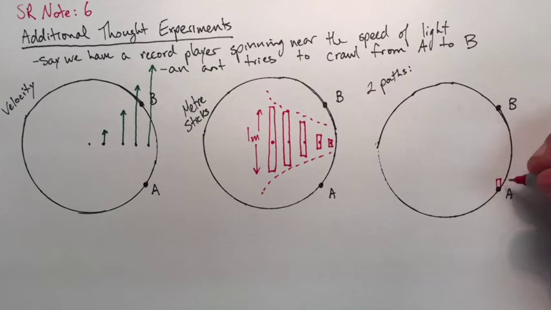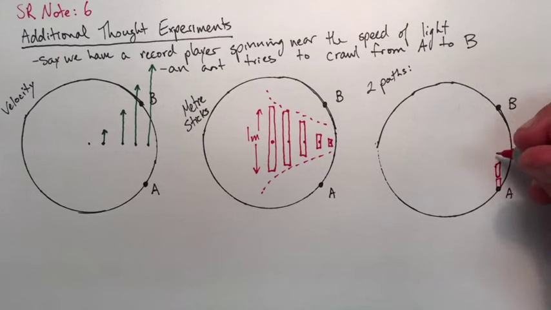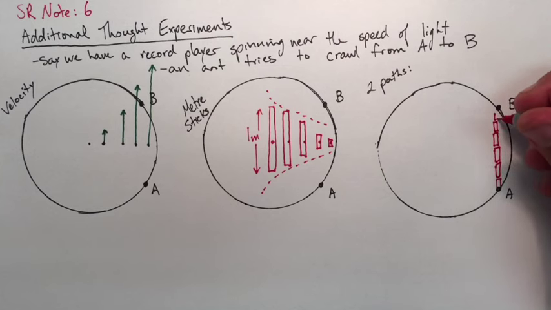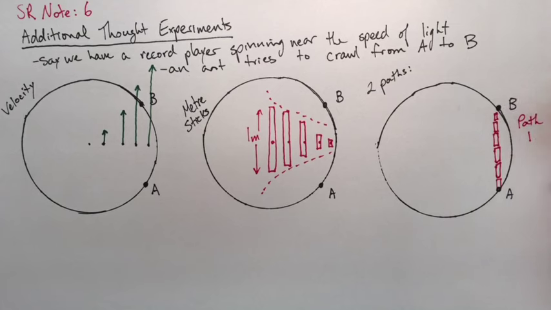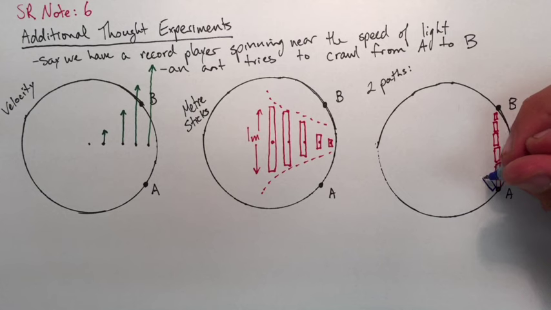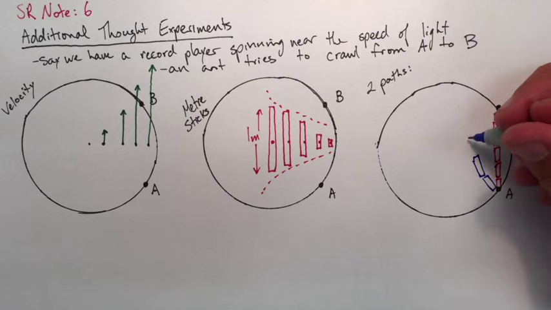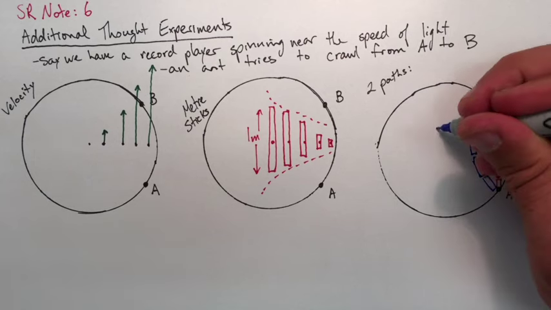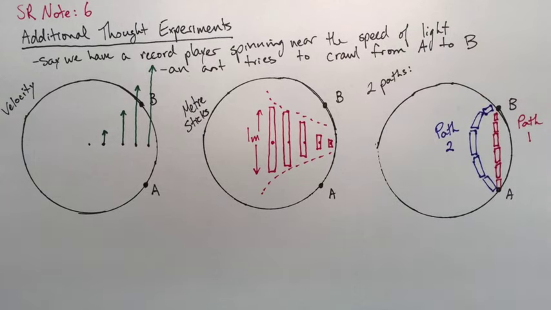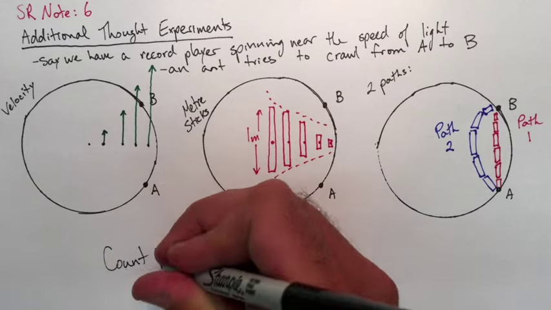It's going to crawl from A to B and it wants to do it in the shortest length. Normally that would be a straight line. If I lay down some meter sticks on that straight line, path 1, they're near the outside, so they're going to be fairly short. If it chooses another path that goes near the center and then back out to B, there's going to be less contraction, so the ones near the center are going to be longer.